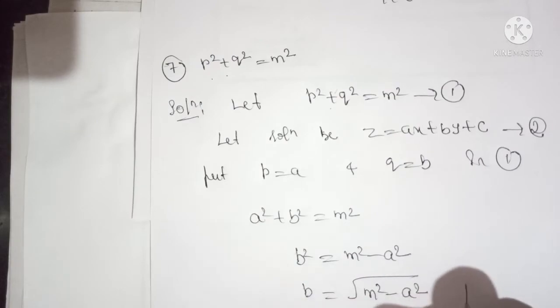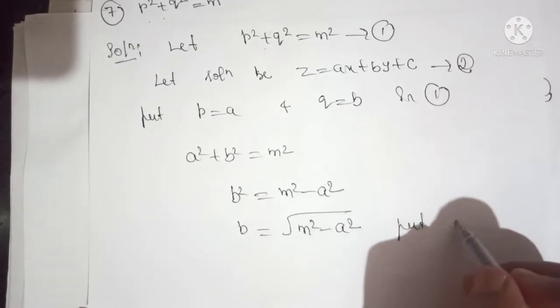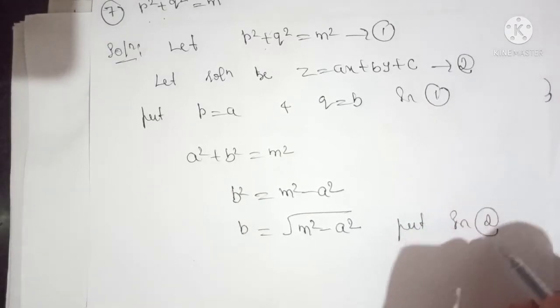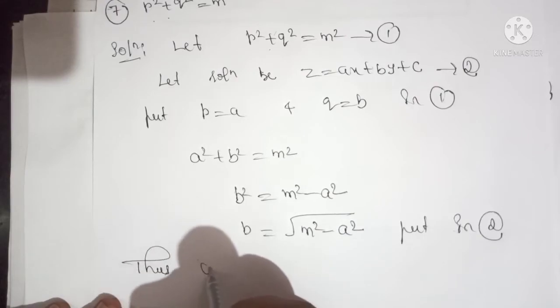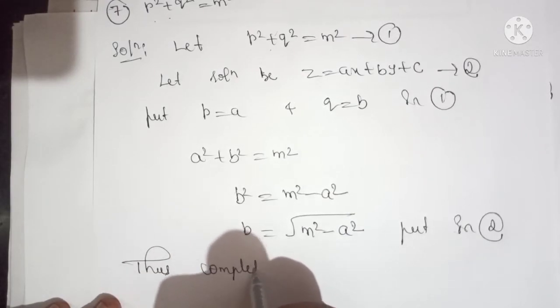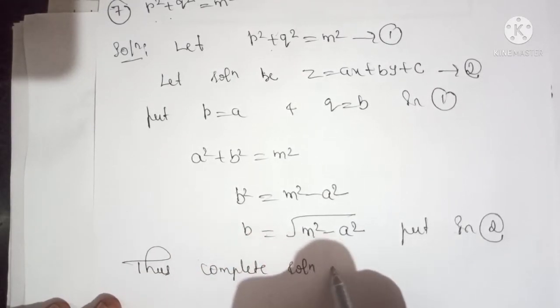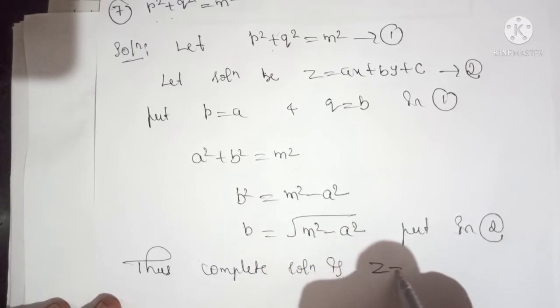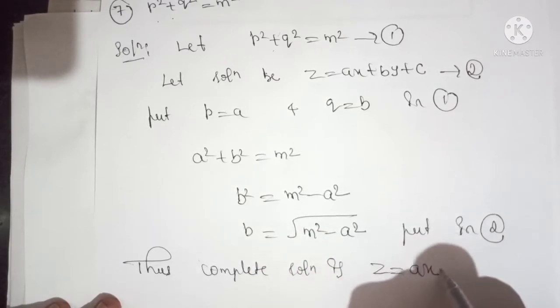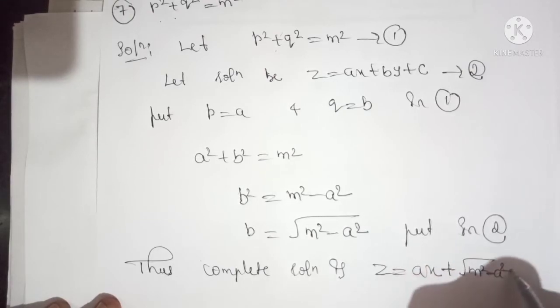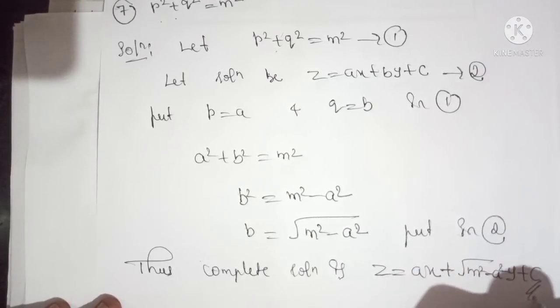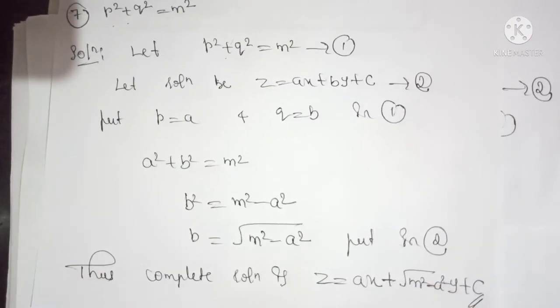Okay, so put this value in equation 2. So thus the complete solution will be z equals ax plus b value, which is square root of m square minus a square, into y plus c. So this is the final answer.